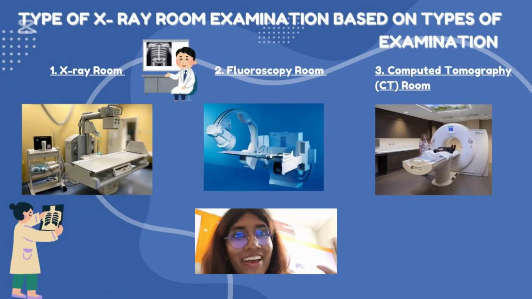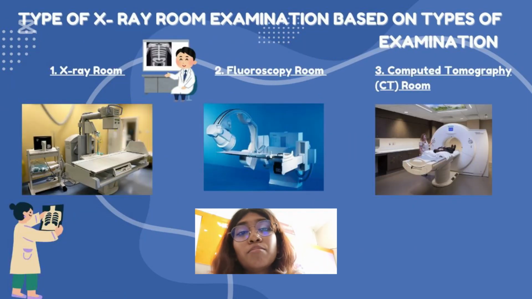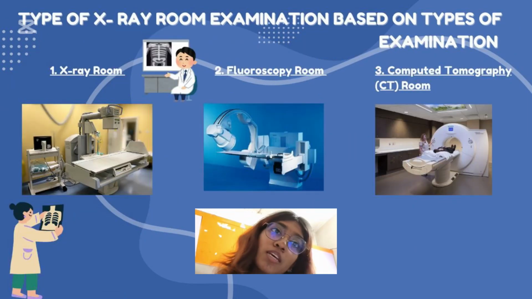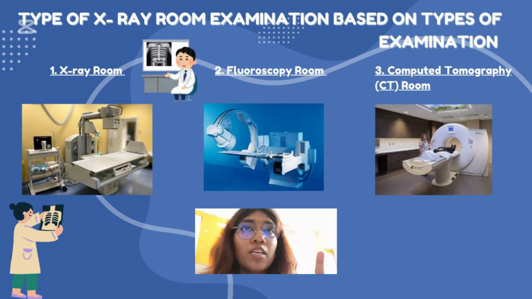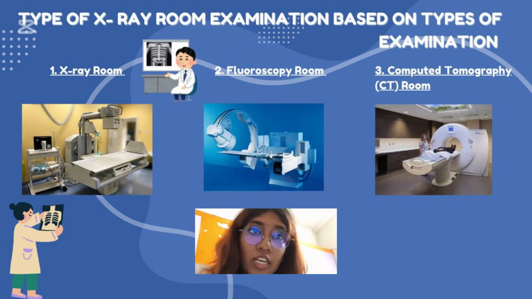Thank you. Hi, here I will talk about the types of X-ray room based on the types of examination. So the first room is a radiography/X-ray room, also known as a general X-ray room. This room is used to do a normal chest X-ray, abdominal X-ray, and bone X-ray.